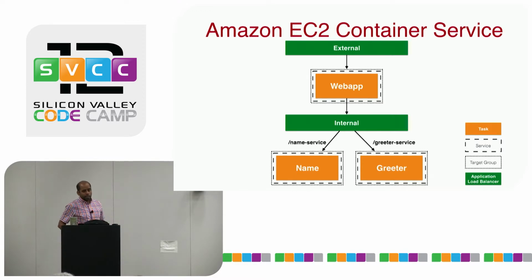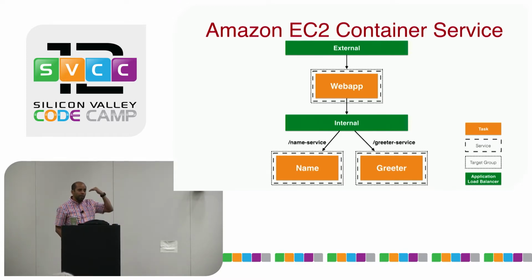Let's see how we did the exact same thing, our web app, greeter and name service, as part of EC2 Container Service. Here I of course have a name service and a greeter service at the bottom, and those are sort of my task definitions. Just like Docker container pods, here I am running tasks. That's the terminology for EC2 Container Service. Now that task is surrounded by a service. You can expose it as a service.